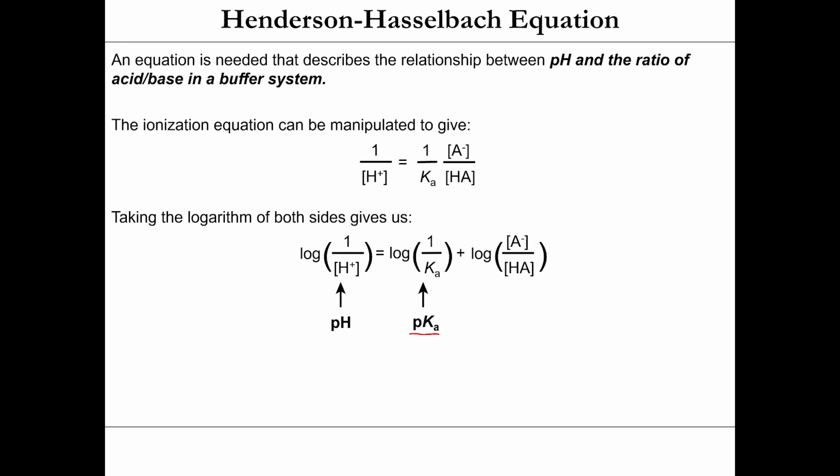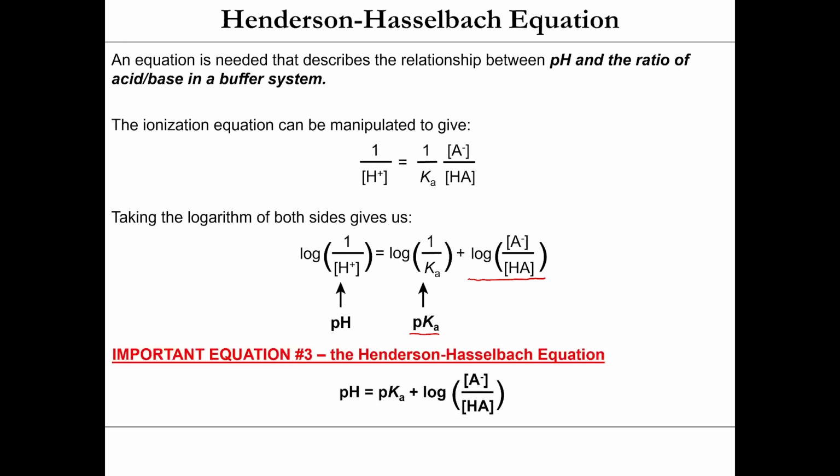And we're going to keep the last part of this equation because we want to have part of an equation that talks about the ratio of the acid and base in a buffer system. So this rearrangement and taking the logarithm gives us our important equation number 3, which is the famous Henderson-Hasselbalch equation. The Henderson-Hasselbalch equation says the pH equals the pKa plus the log of the conjugate base A minus over the acid HA. So this is going to be the third equation that you're going to need to know for this course and to do well on the exams.